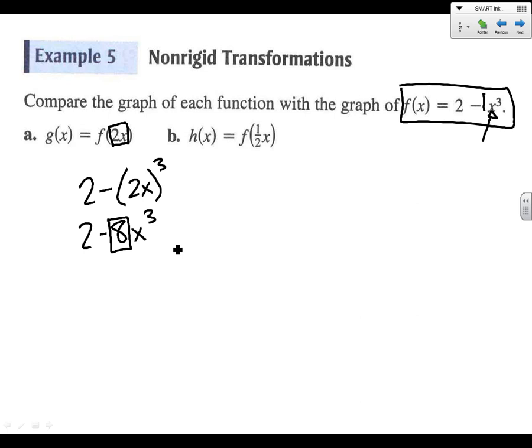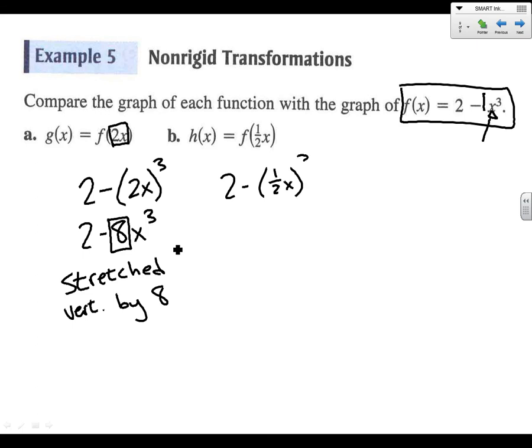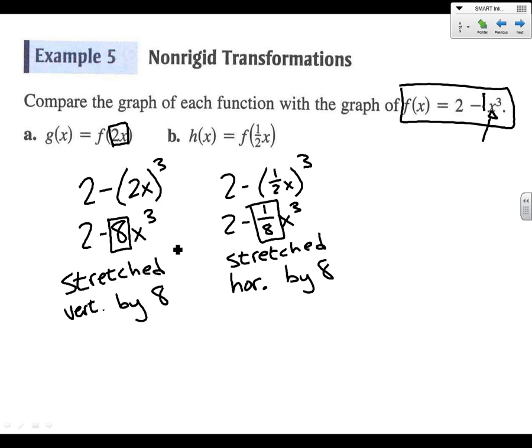So that means we are stretched vertically by 8. Same idea on this one. If we say 2 minus a half x cubed, so the only thing that's going to change is this is going to be 1/8 x cubed. All right. So we are stretched wider. We're getting fatter, right? Fractions are fatter. So in this case, we're stretched horizontally by 8. We're 8 times as wide, or we're 8 times shorter, squished down.